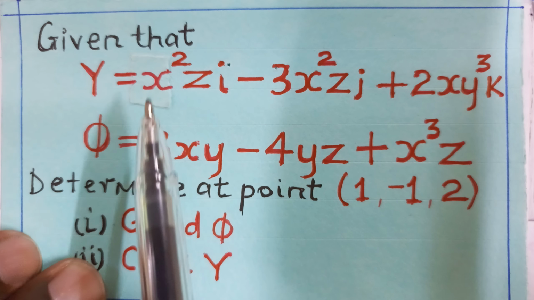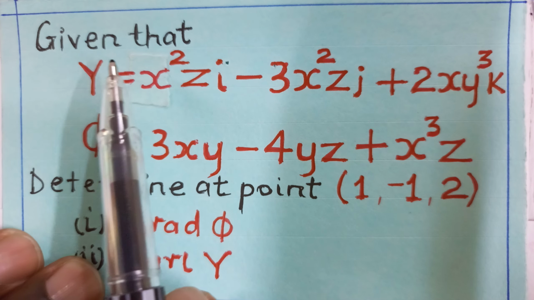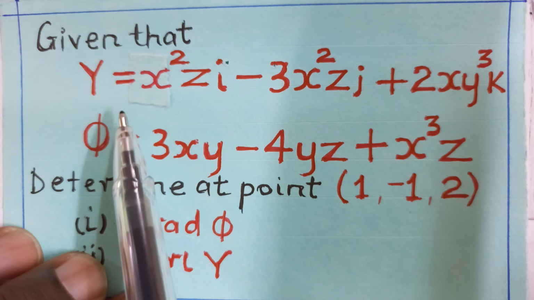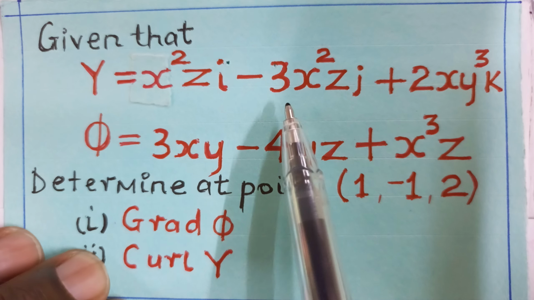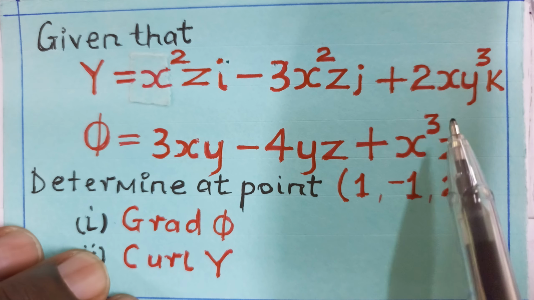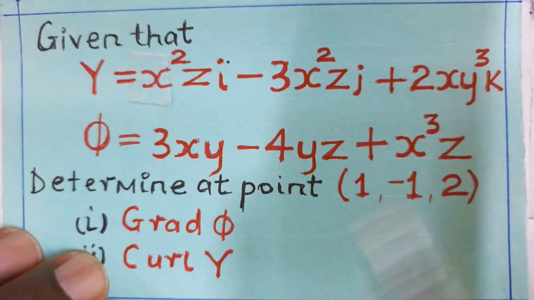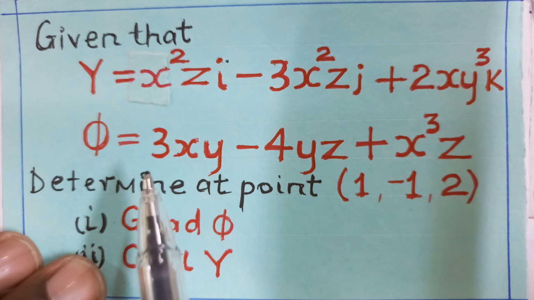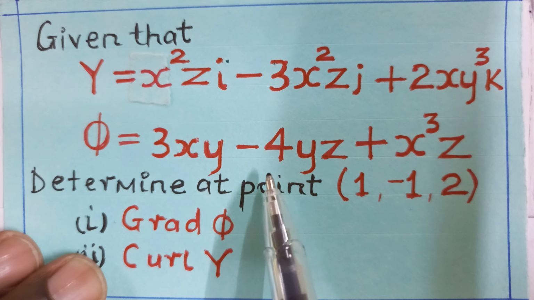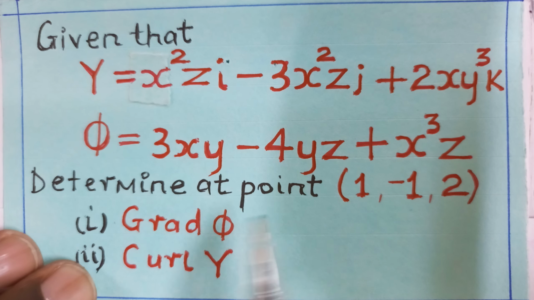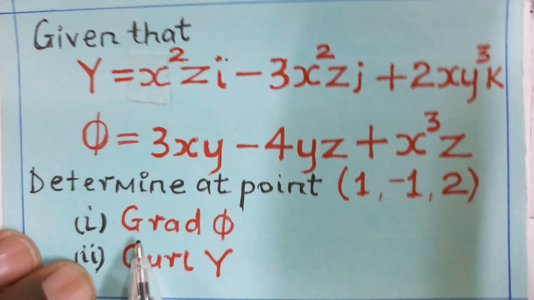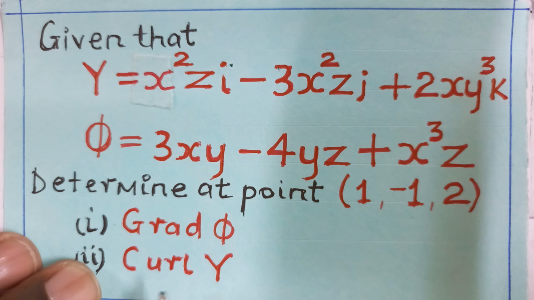Guys, we do this problem. I read the question first. Given that A is equal to x squared z i minus 3x squared zj plus 2xy cubed k, phi is equal to 3xy minus 4yz plus x cubed z. Determine at point (1, -1, 2) the gradient of phi and the curl of A.